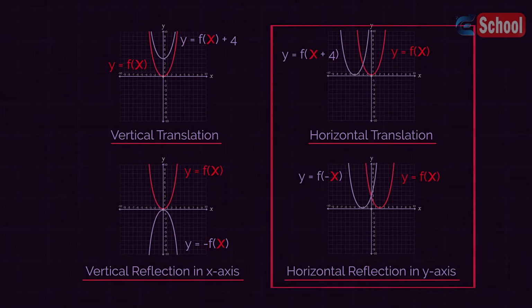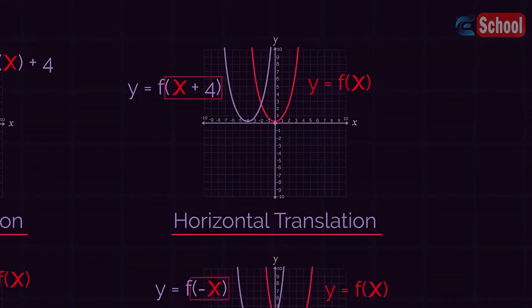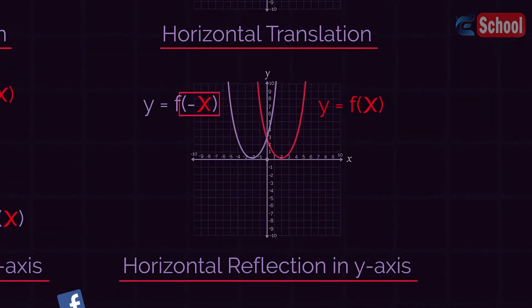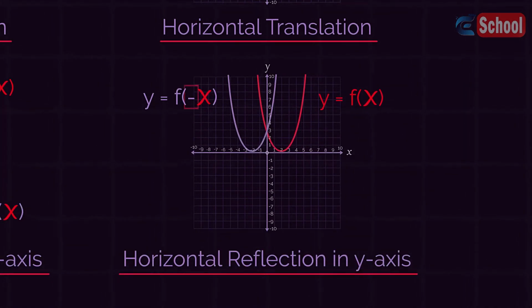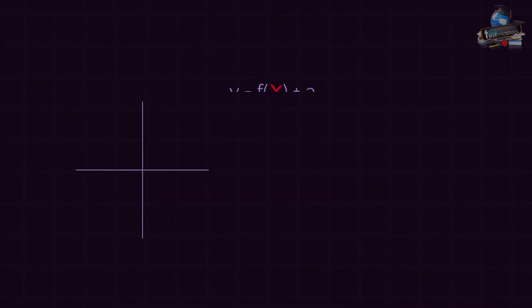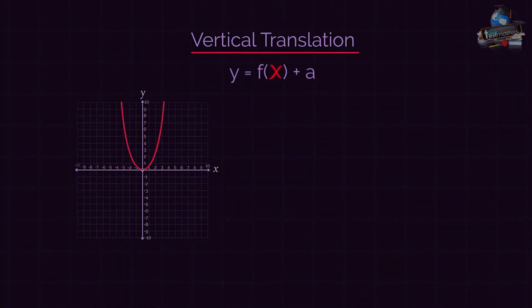But for the horizontal transformations, we add the numbers or negative directly to the x's. So the +4 here and the negative here for reflecting. In part 1, we'll look at translations in a little more detail, and in part 2, we'll have a look at the reflections. So vertical translations.